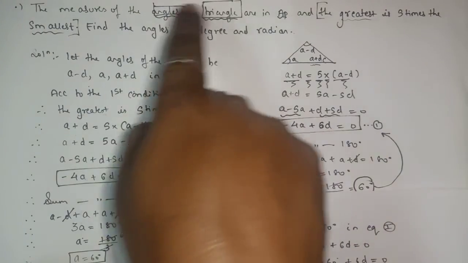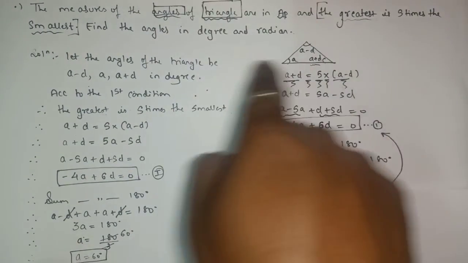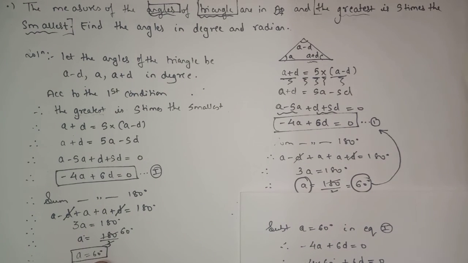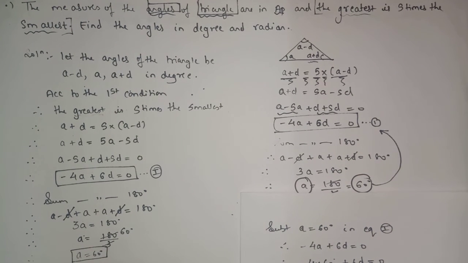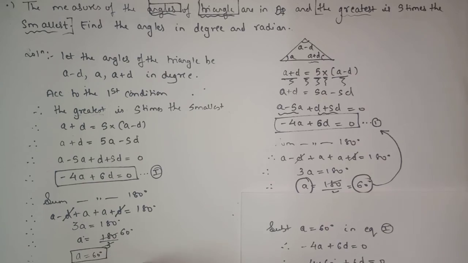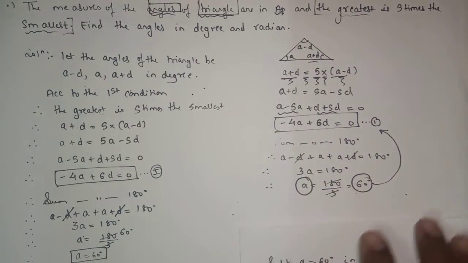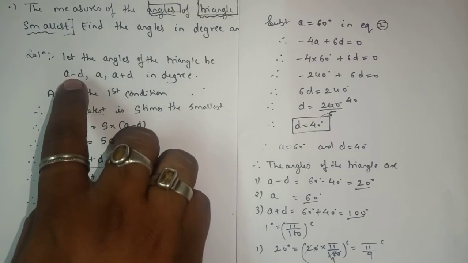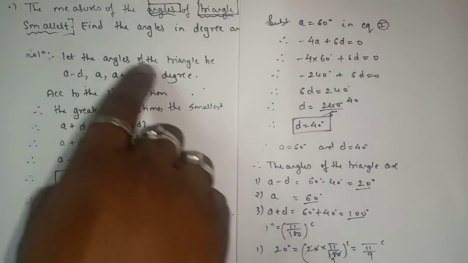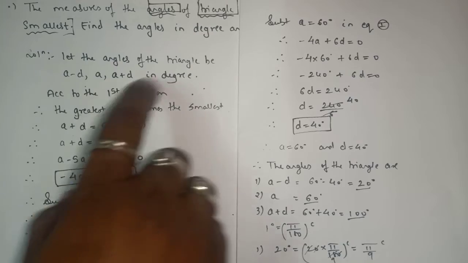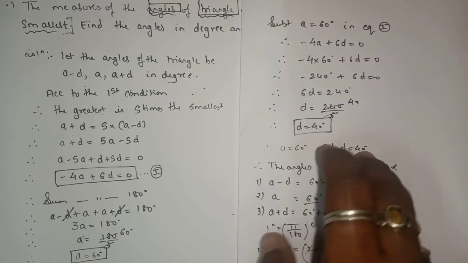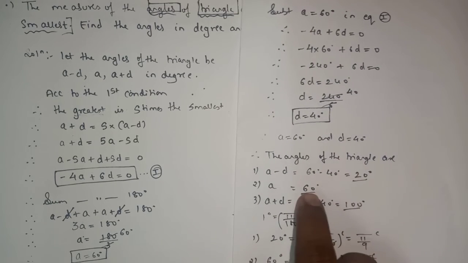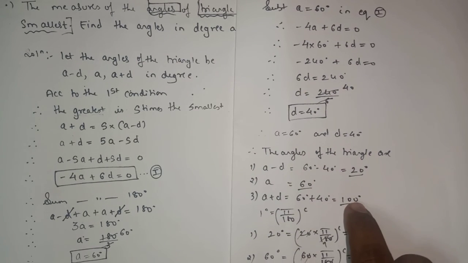we got from the words angles of the triangle. We know that the sum of the measures of the angles of a triangle is 180. From there we got the angle A as 60 degrees. We substituted this value in equation number 1, where we got the value of D. As clearly mentioned in the first step, whatever angle we get will be in degree, so A and D will be in degree. Substituting the values, you will get the first angle as 20, second as 60, and third as 100.